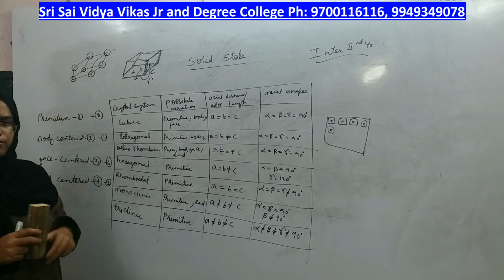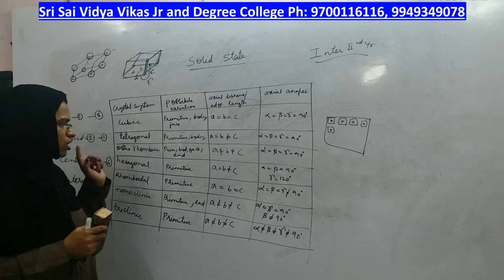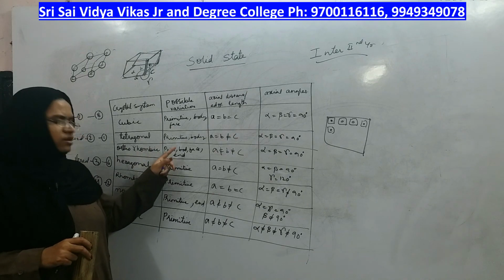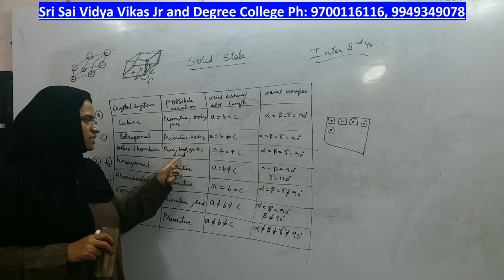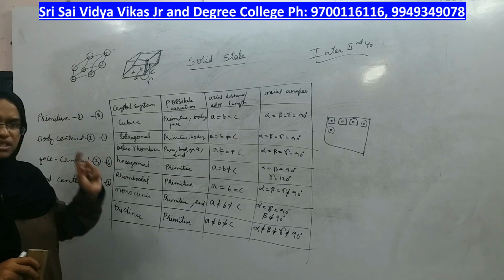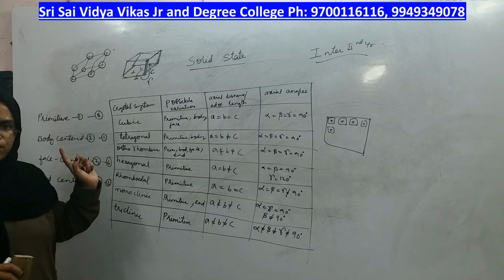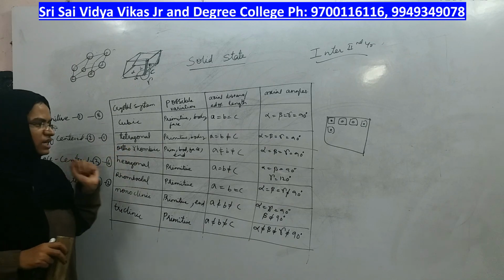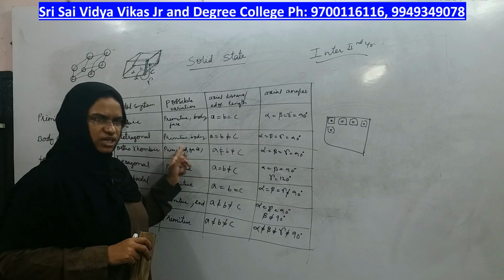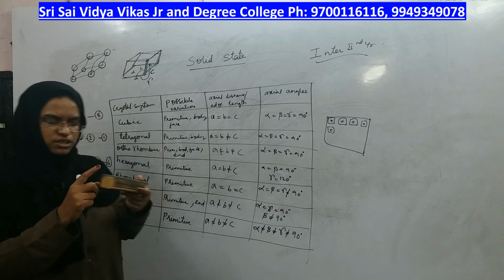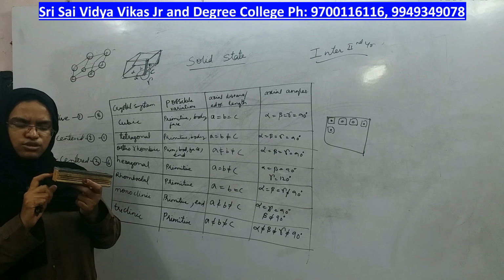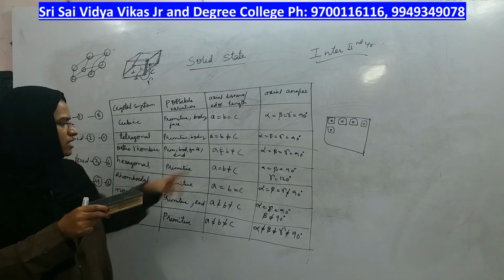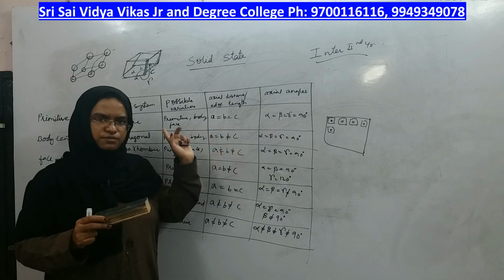Coming to another shape of the unit cell, which is orthorhombic. When the shape is orthorhombic, it can have primitive, body centered, face centered as well as end centered. All the four arrangements of the unit cell are possible when the shape is orthorhombic. In the orthorhombic structure, A is not equal to B, B is also not equal to C. All the three edges are different, A is not equal to B is not equal to C.